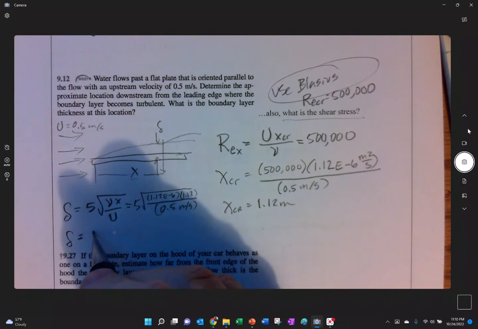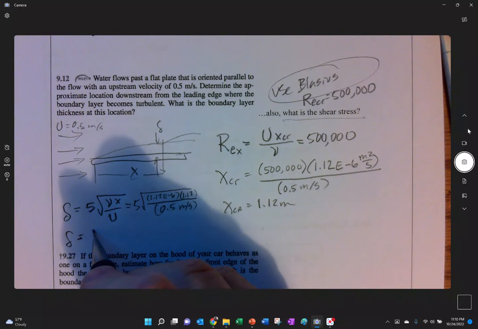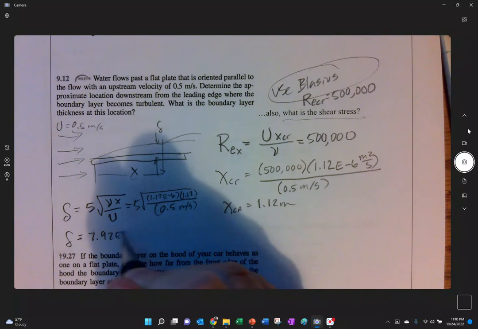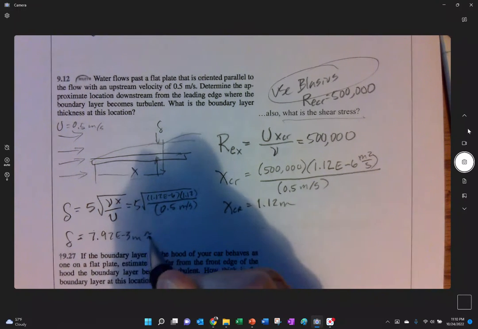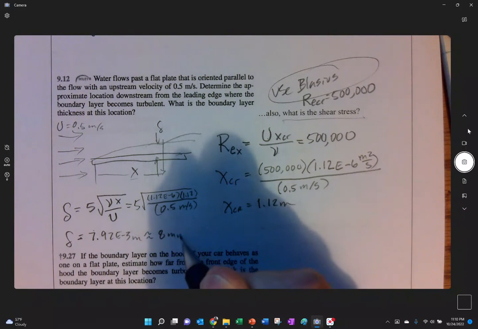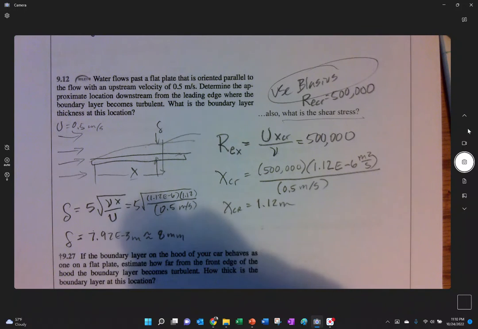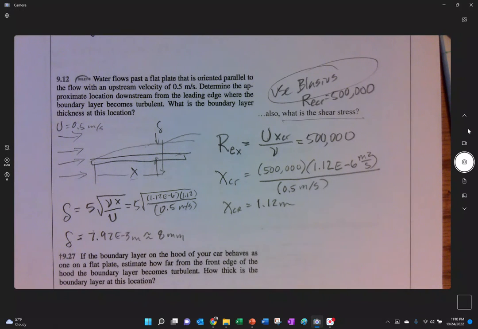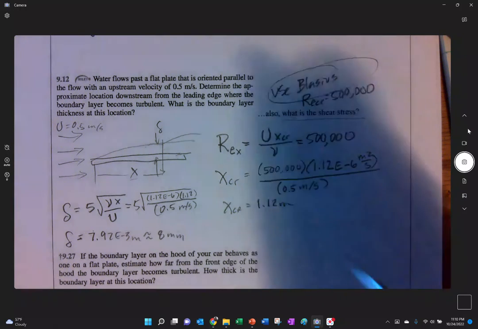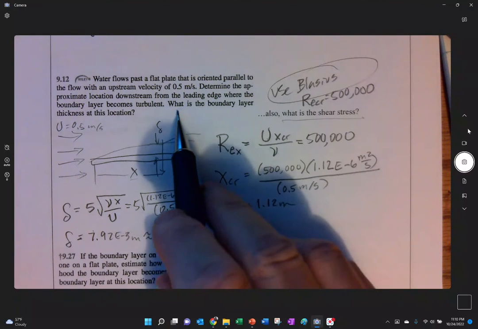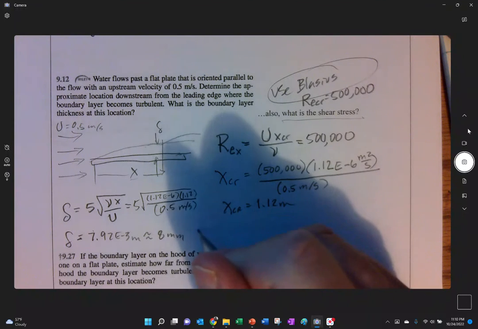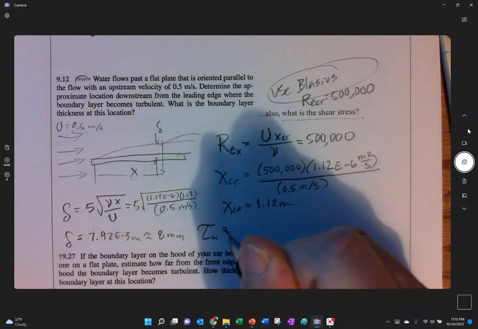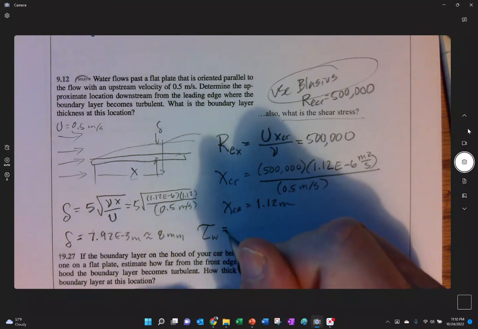is going to be 7.92e-3 meters, which is approximately 8 millimeters, right? So you can get an idea how thin it's going to be. And that's the boundary layer thickness. Then we can also see what the shear stress is going to be along there.